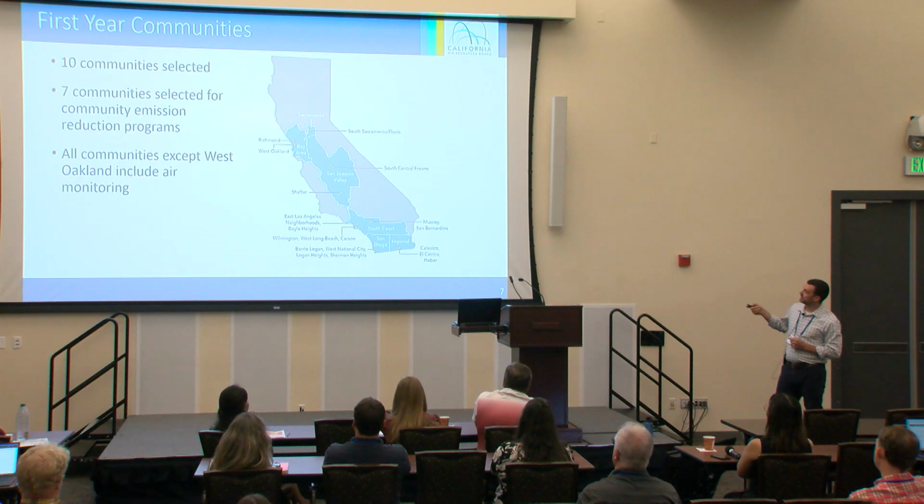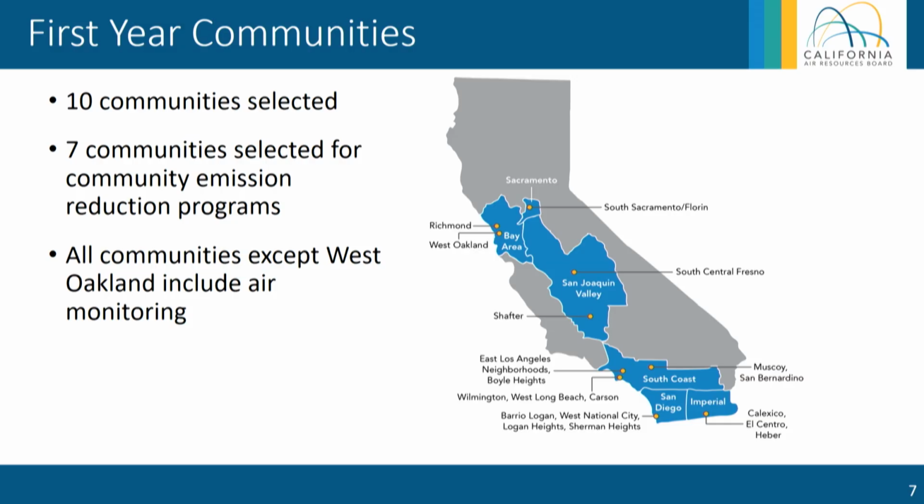Going down California: South Sacramento-Florin in the Sacramento district; Richmond and West Oakland in the Bay Area district; San Joaquin is South Central Fresno and Shafter. South Coast has the most districts in year 1: Muscoy, San Bernardino, East LA, Boyle Heights, and Wilmington, West Carson, Long Beach. San Diego: Barrio Logan, West National City, Logan Heights, Sherman Heights. And in Imperial: Calexico, El Centro, and Heber. So there are a lot of communities, a lot of districts, and each one has a large group of people involved in that process. There are a lot of people represented by this map.